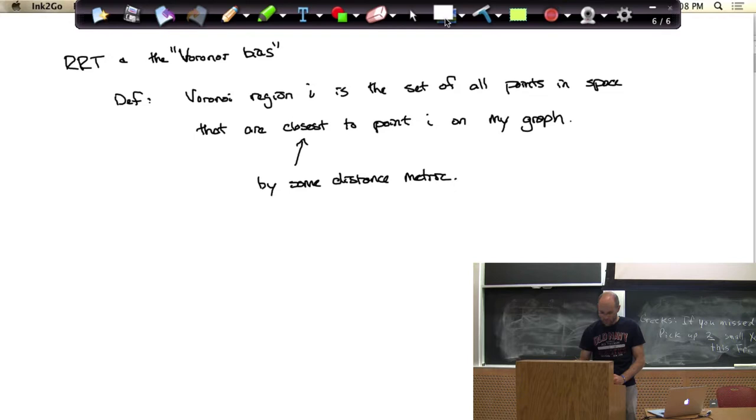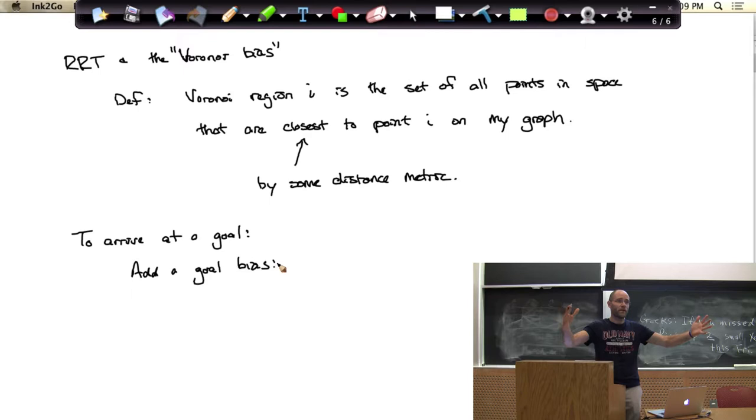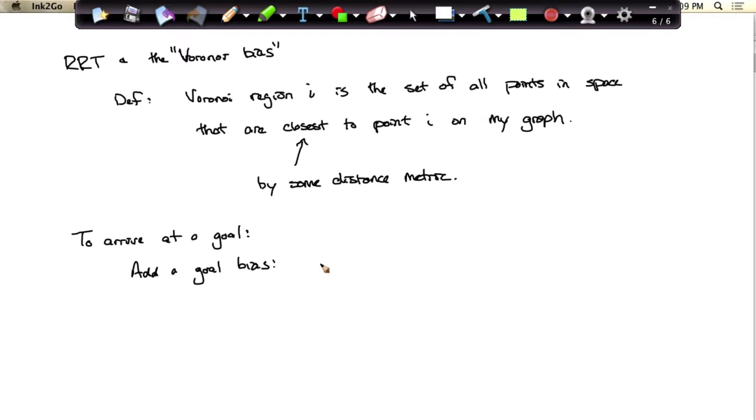To actually arrive at a goal, you can do simple things like adding in a goal bias, right? So let's say 90% of the time, I'll pick a point at random from anywhere in state space. But 10% of the time, instead of picking a random point, I'll pick the goal point and try to grow towards the goal, right? Sort of a fun way to say it. 10% of the time I'll try to grow directly towards the goal instead of trying to grow towards a random point. And there's a bunch of other little games that you can play to make these algorithms really work well at exploring the space, right?